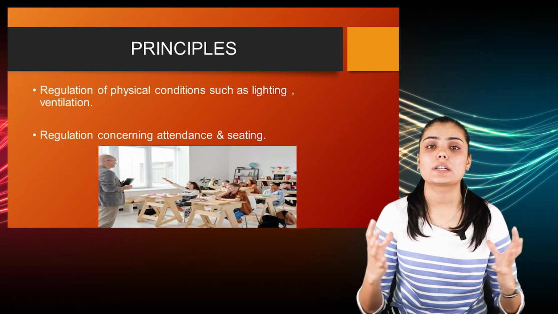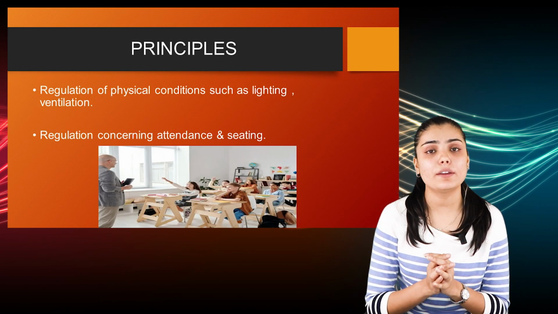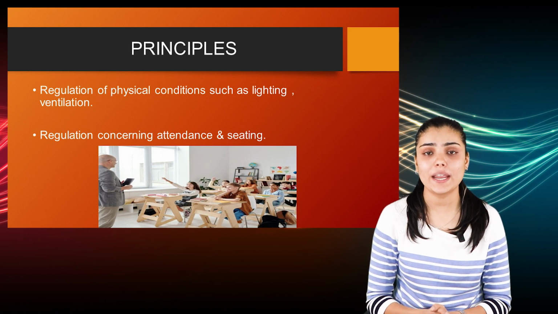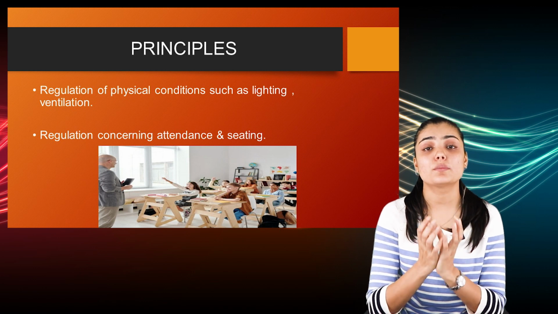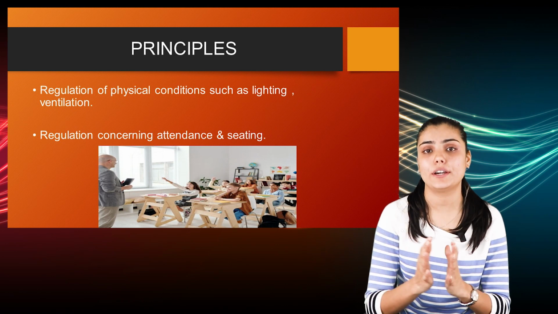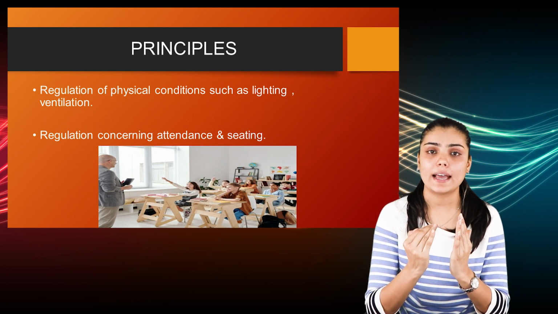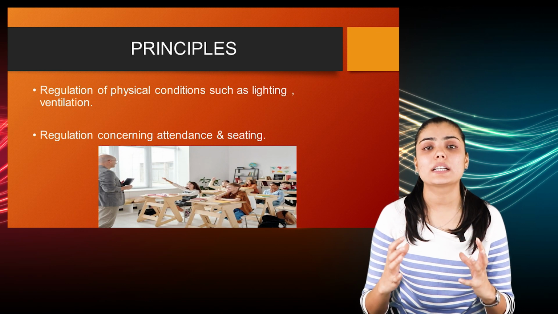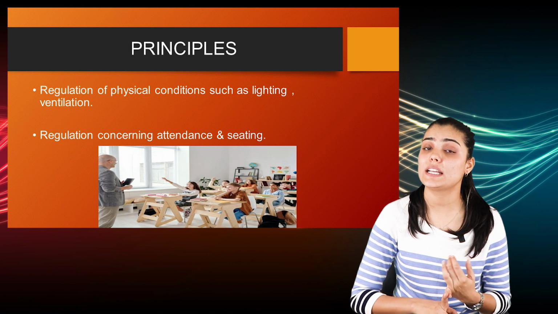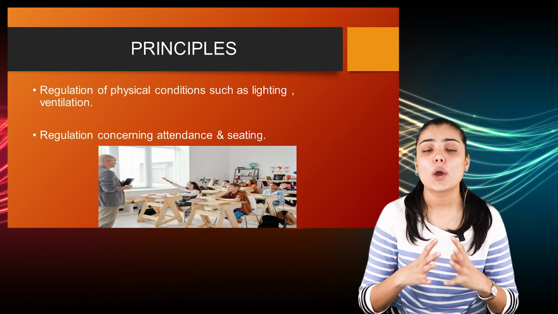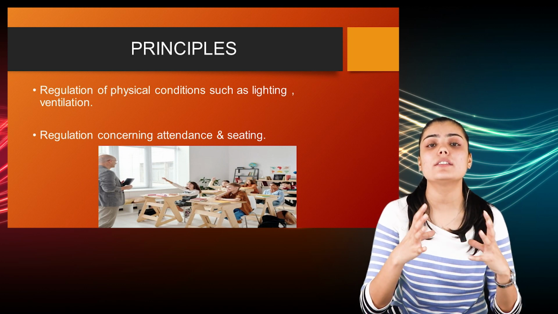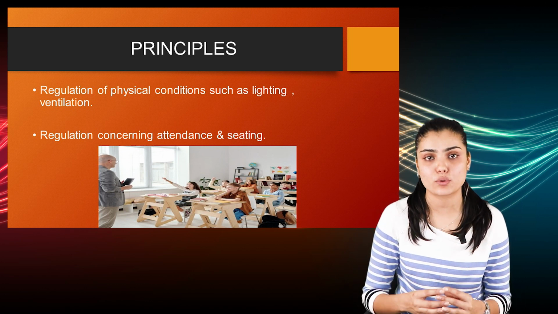Now, when I'm talking about a classroom, as I said in the very beginning, it is a place where students and teachers spend most of their time, right? The environment of the classroom must be conducive of learning, right? It must facilitate learning. So we must make sure that physical conditions of the classroom must be regulated. Now, physical condition may include ventilation, lighting, seating arrangement within the classroom, right? So the first principle says that we have to regulate the physical condition of the classroom, right?